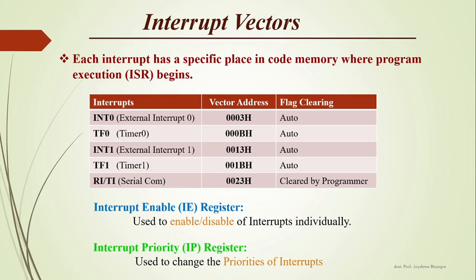For the interrupts INT0, TF0, INT1 and TF1, the flags are cleared automatically after execution of the interrupt subroutine. But for the serial interrupt, the programmer has to clear the flag. Along with these interrupts, the important registers are the interrupt enable register, used to enable and disable these interrupts individually, and the interrupt priority register, used to change the priorities of these interrupts. Another register, the TCON register, is used for the external interrupts.